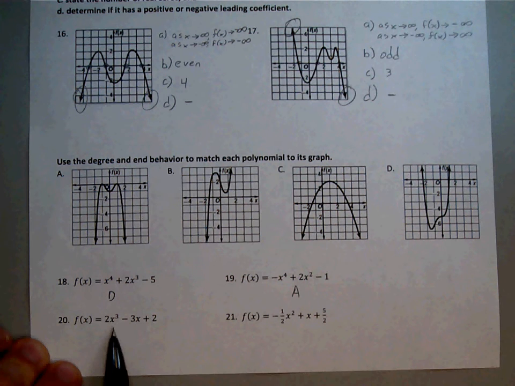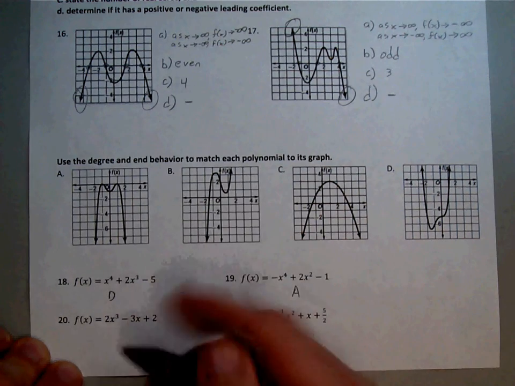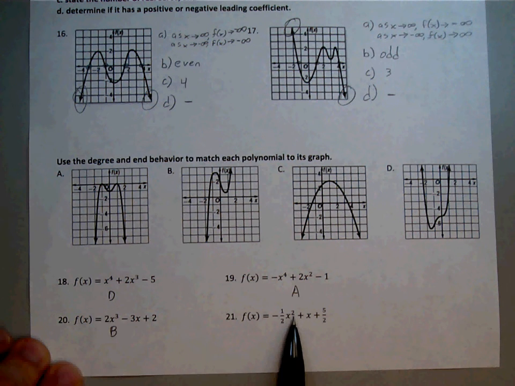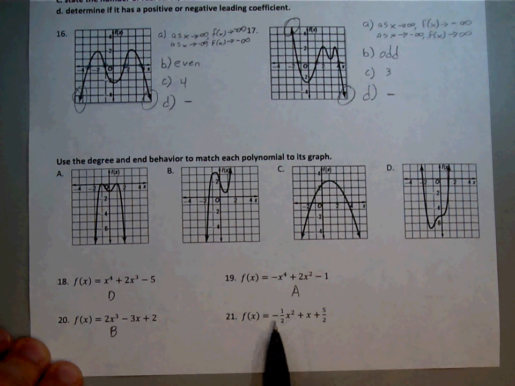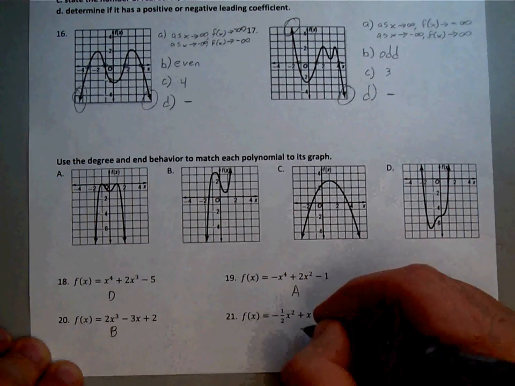Let's continue. Number 20, degree of 3. It's odd, so one side goes up, one side goes down. The leading coefficient is positive, so the right side goes up. If the right side's going up, the left side must be going down. Look at B. Right side's going up, left side's going down. That's odd, so B goes with number 20. And 21, x squared. It's even. It's also a quadratic. It's a parabola with an A value that's negative, so it's pointing down. The parabola that's pointing down is C.